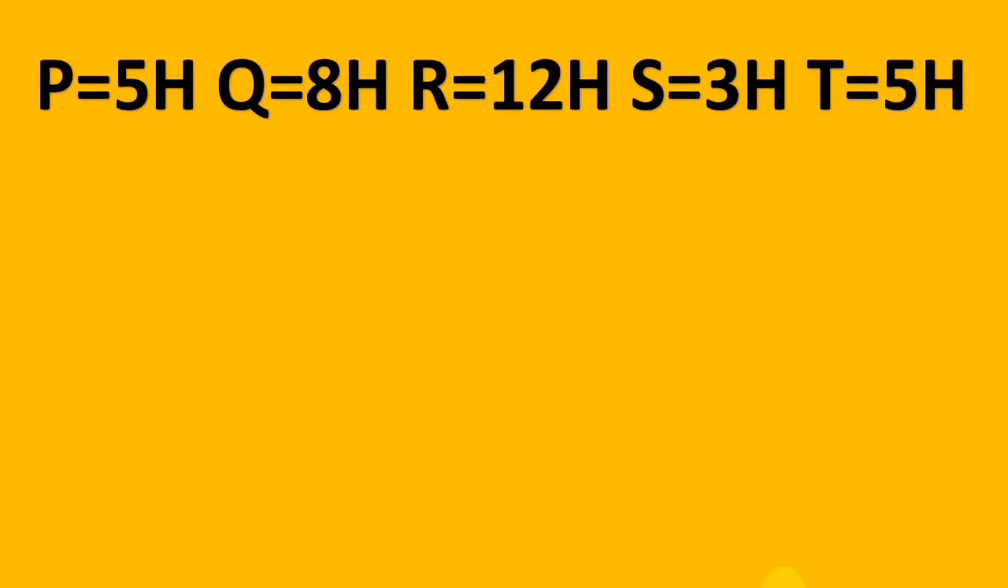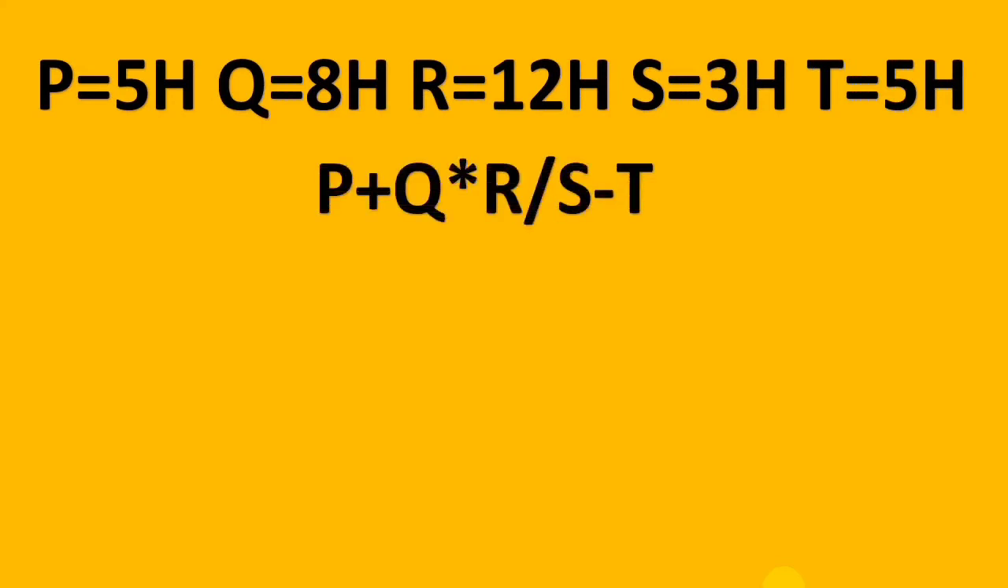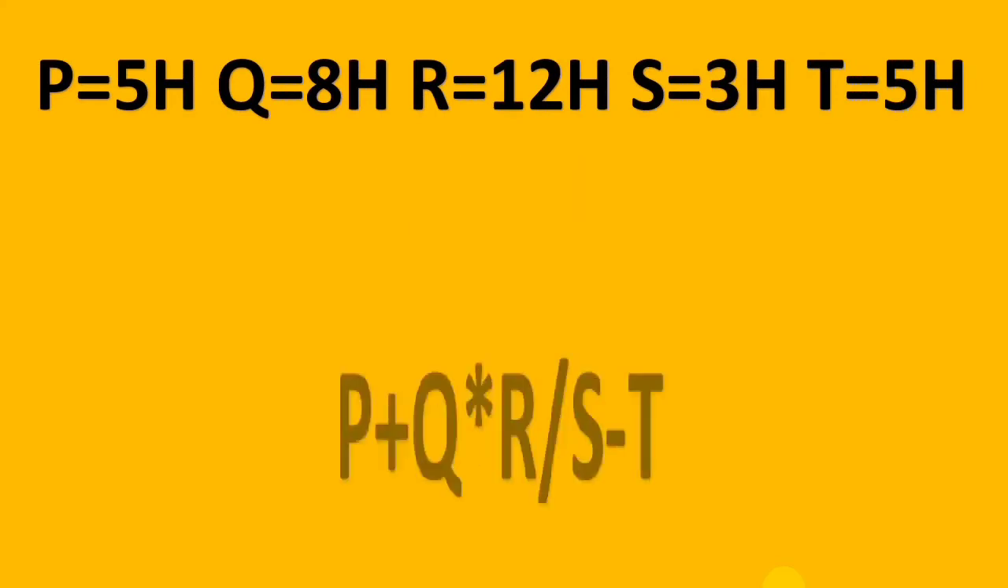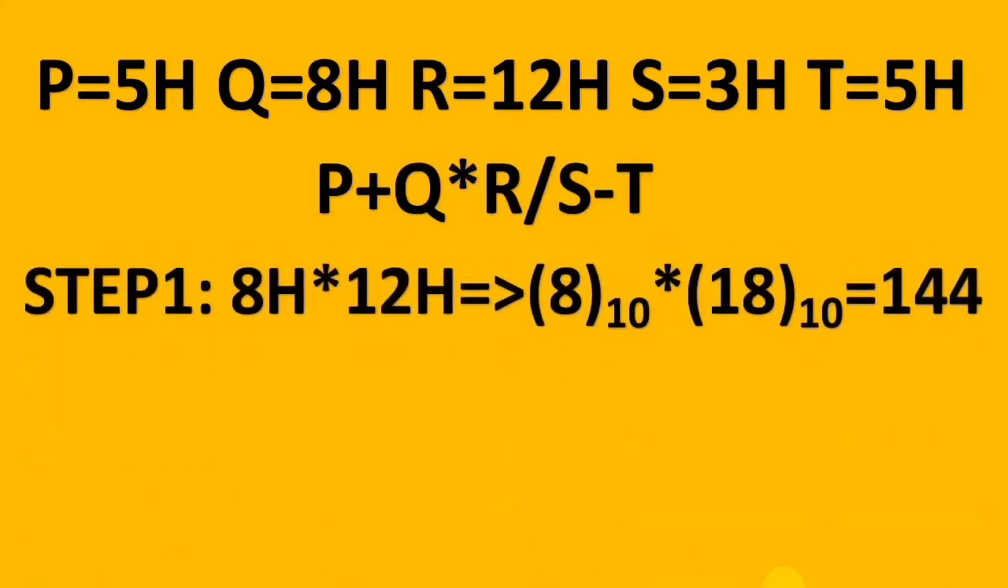For example, if I have taken P as 5, Q as 8, R as 12H, 12H means, you know, that is 18 in decimal. 1 means 16, 2 plus 2, 16 plus 2 is 18. S is 3, T is 5. So here the expression is P plus Q star R slash S minus T. Step 1 is we need to perform Q star R, that is 8H into 12H. So in decimal 8 is 8 but 12H is 18. So 8 into 18 means 144.